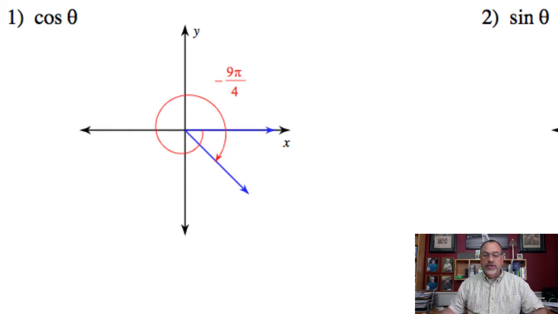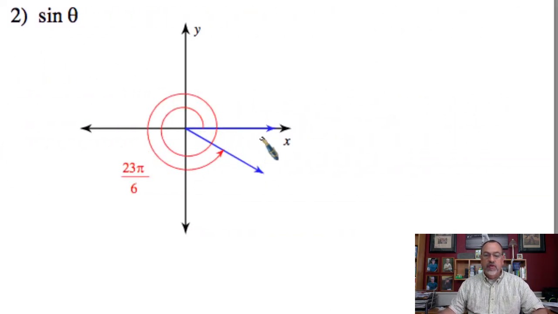Taking a look at number 2, again, because it's already drawn for me, all I have to do is draw the triangle and figure out the measure of this angle. And to do that, all I have to do is look at the denominator. The denominator is 6, so I know that this angle is a 30. So this is a 30, 60, 90 triangle.